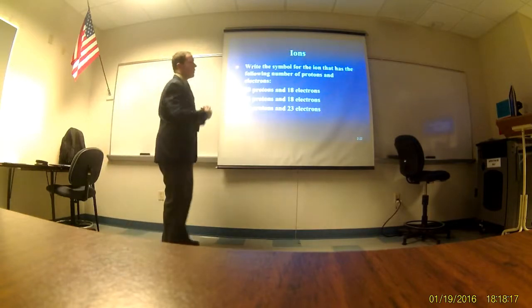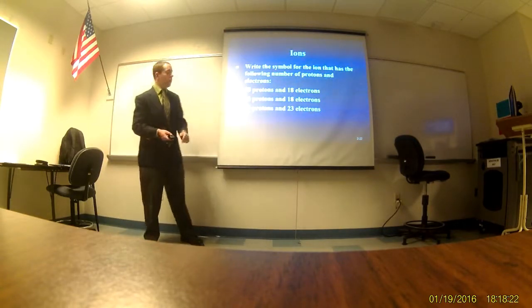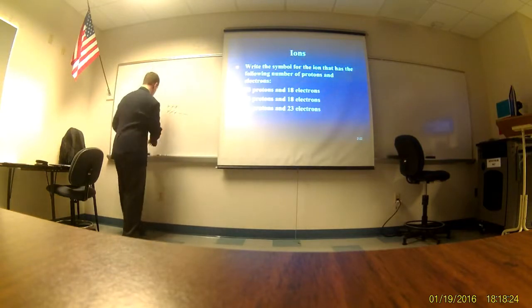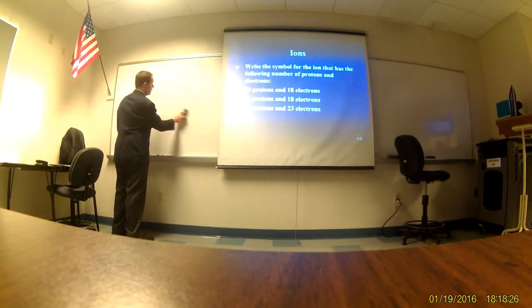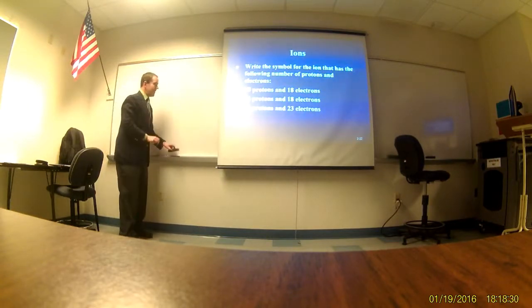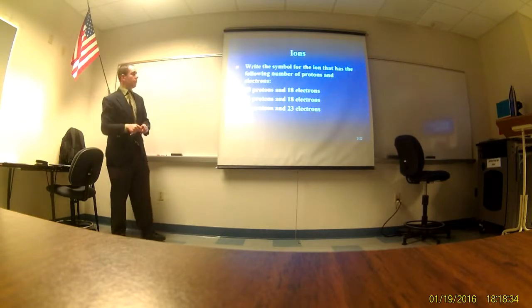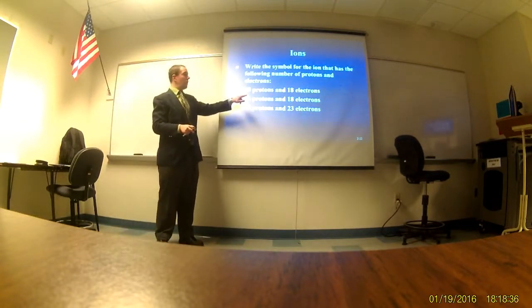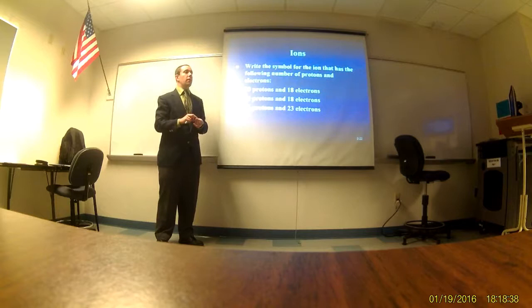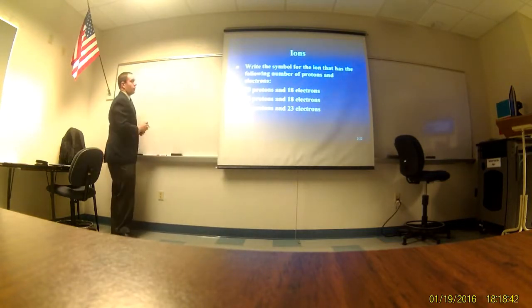So here we're going to go the opposite direction. You have the number of protons and the electrons, and we're going to write the symbol for it up here. So, one ion has 20 protons and 18 electrons. First thing I would do is figure out what element we're talking about. What element has 20 protons? Calcium. Calcium has 20 protons.